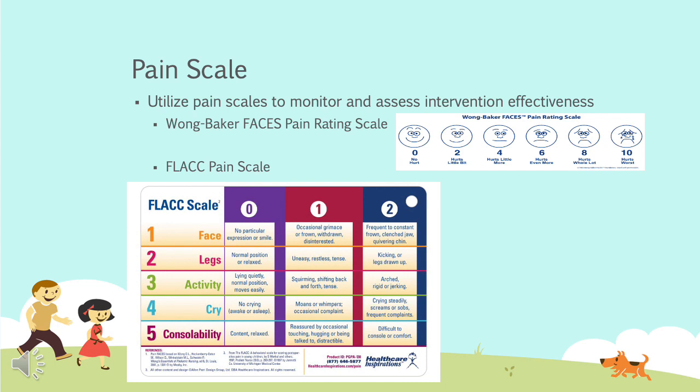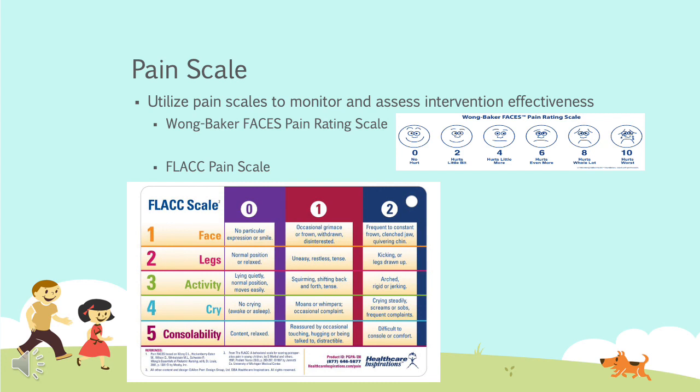Because remember, think about the toddler who was reading the book, or he wasn't really reading, he was pointing to objects. They understand a lot more than they can say, so this gives them an area to point to and communicate. The FLACC pain scale is a little bit different.